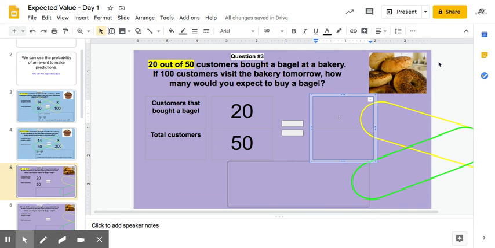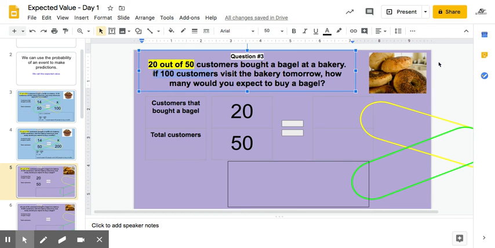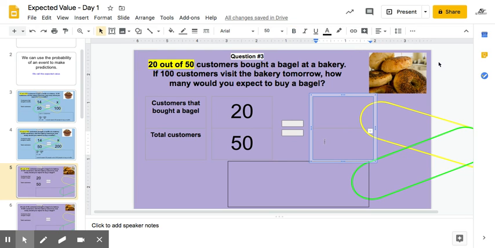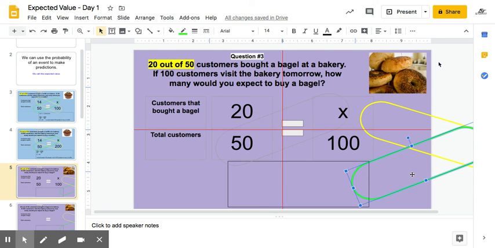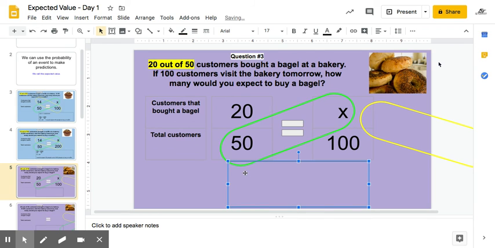Okay, now I'm going to come to my second ratio or my second fraction or my second probability. The only other number I gave you was the total amount of customers. I told you there were 100 customers in total. I want to know out of those 100 customers, how many would we expect to buy a bagel? Again, I don't know what my numerator is going to be, so I'm going to stick in a variable, x. Okay, now I'm going to cross multiply. I'm first going to multiply 50 times x. Okay, and 50 times x is 50x.